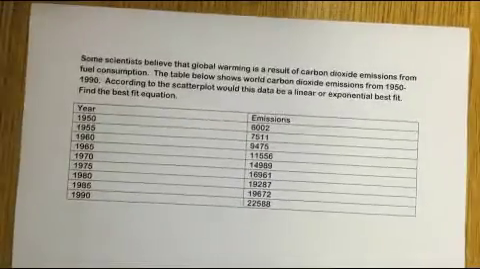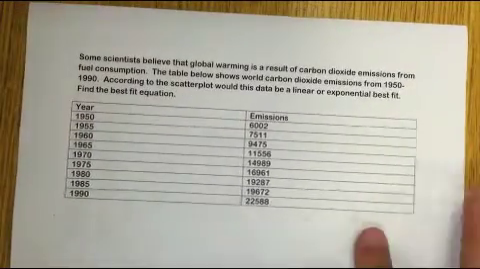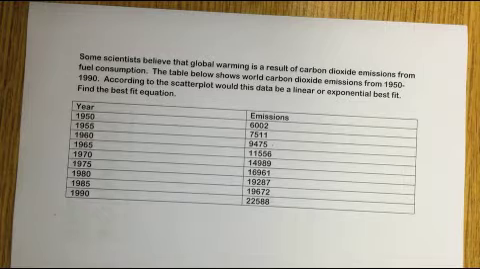Here's a set of data. It says some scientists believe that global warming is a result of carbon dioxide emissions from fuel consumption. The table below shows world carbon dioxide emissions from 1950 to 1990. According to the scatter plot, what would this data be, a linear or exponential best fit? And then find the best fit equation.